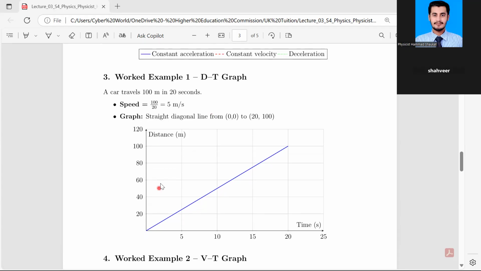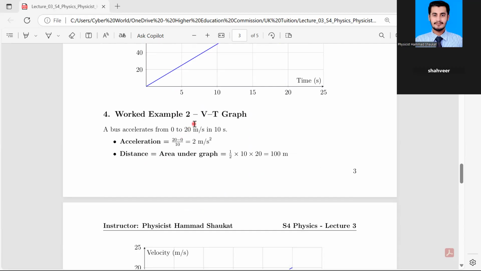Okay. Now here is another worked example. Now it's from a velocity time graph. Same, they are asking that a bus is accelerating from 0 to 20 meter per second. Now initial data is already given. Initial velocity is 0 and final velocity is 20 meter per second. And in 10 seconds, this is the final time, right? And what should be the initial time? 0. Okay.